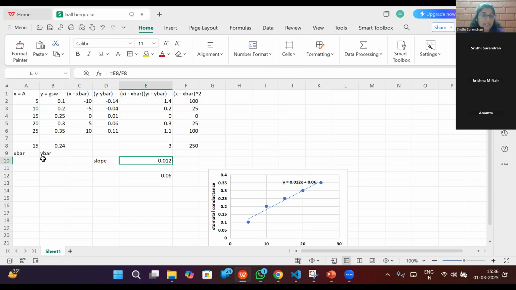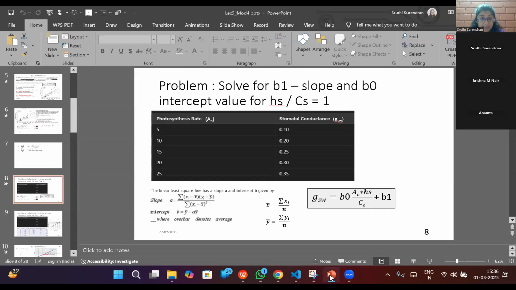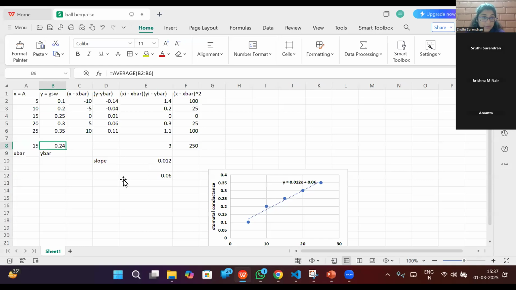Now we know 15 is the average of the x value, and 0.24 is the average of the y value. So the intercept can be found by subtracting the slope into x bar from the average of y. So that value will be this. We are actually doing 0.24 minus slope, which is 0.012, into 15.